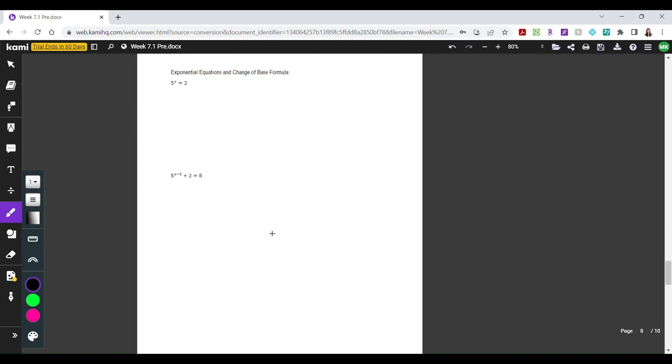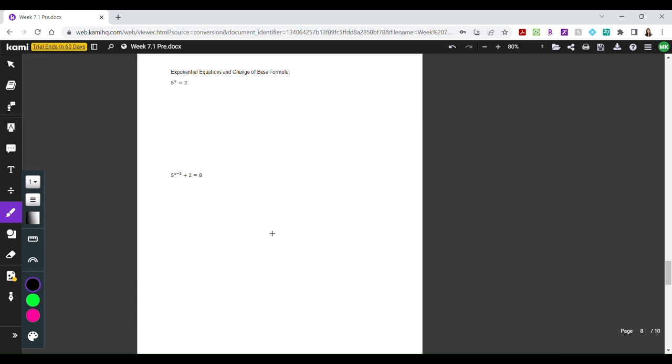Now, we are going to deal with exponential equations, and then you would change the base a bit more with exponential functions, with exponential equations, all right? So the first one we have is 5 to the power of x equals 2. I'm going to transform this into a logarithmic function, right?